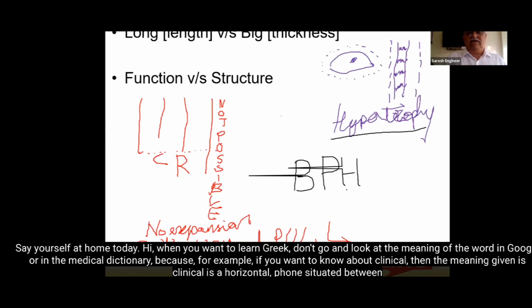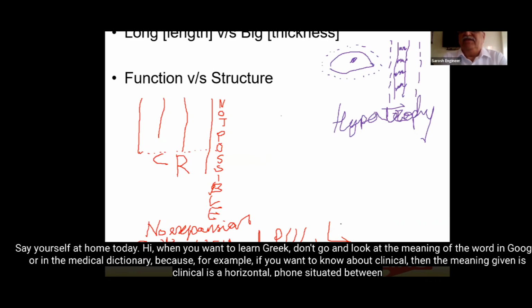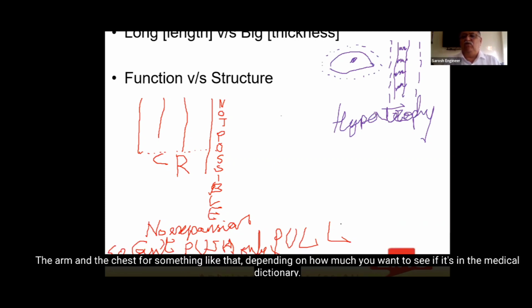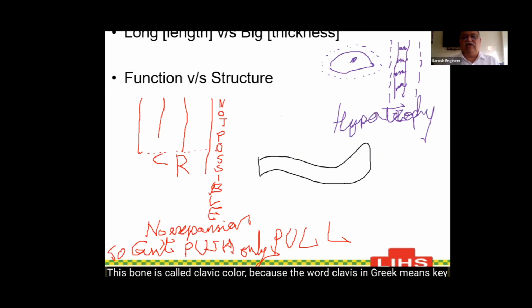And when you want to learn Greek, don't go and look at the meaning of the word in Google or in the medical dictionary. For example, if you want to know about clavicle, then the meaning given is that the clavicle is a horizontal bone situated between the arm and the chest, depending on how much you want to see. If it's in the medical dictionary, the words will be much better. But that is not what I mean. What I mean is find out why the bone is called clavicle. This bone is called clavicle because the word clavus in Greek means key.